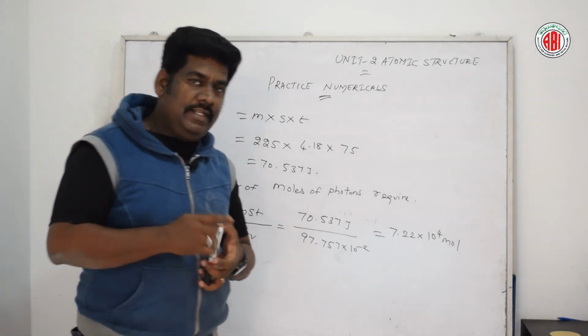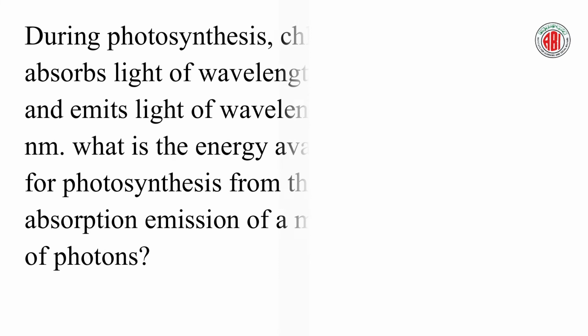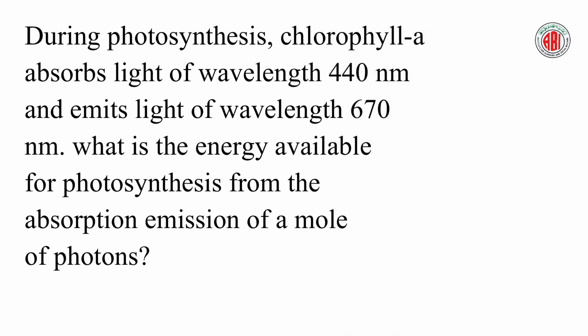Let us go for the next question. Now look at this next question, guys. During photosynthesis, chlorophyll A absorbs light of wavelength 440 nanometer and emits light of wavelength 670 nanometer. What is the energy available for photosynthesis from the absorption and emission of a mole of photons? Let us see how to solve this problem.